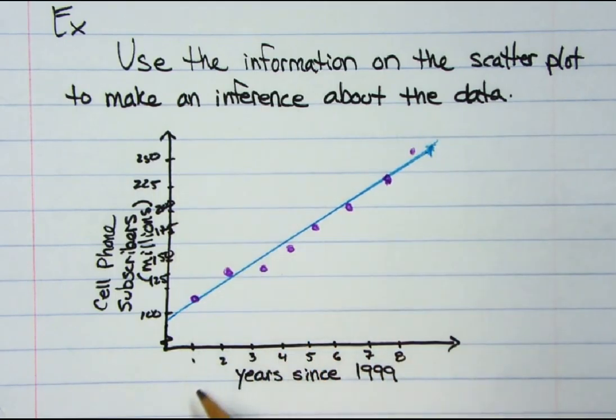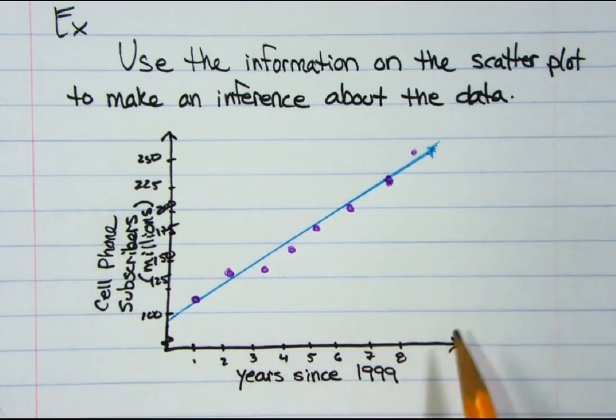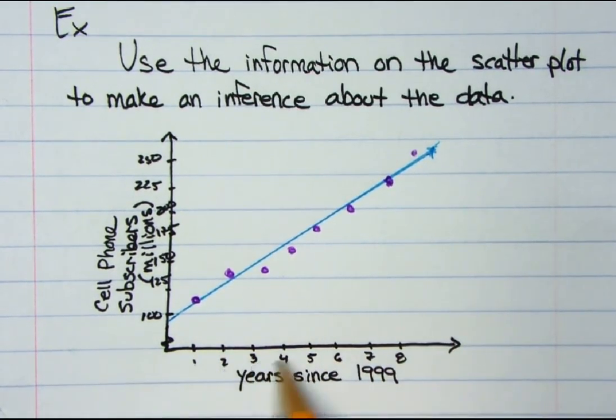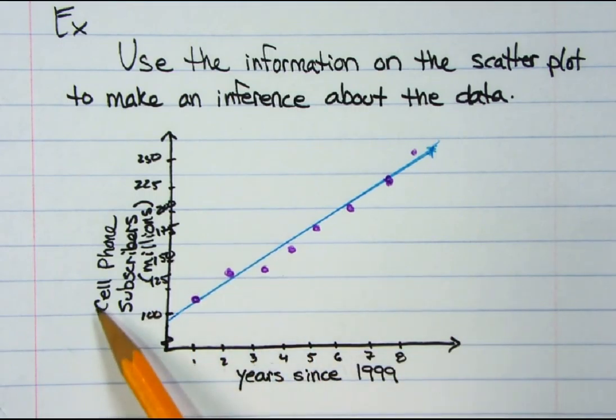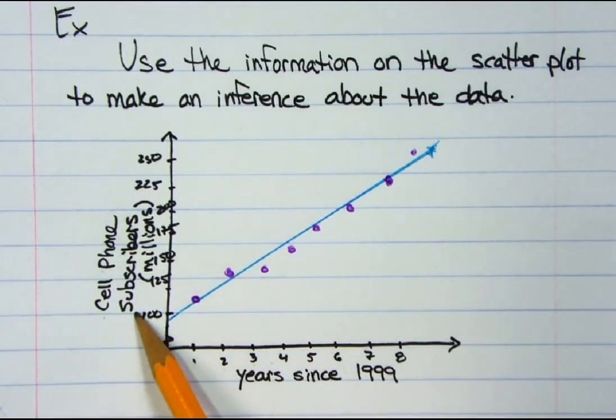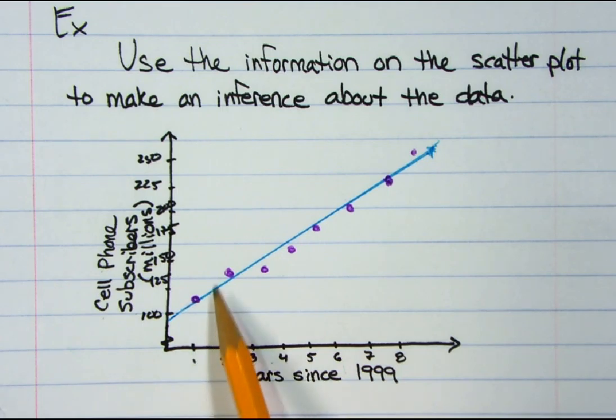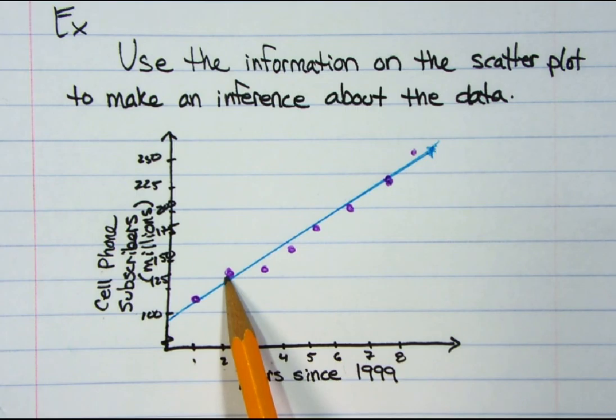All right, so you're going to take a moment to draw the scatter plot. These are years since 1999. So this would be 2000, 2001, and so on and so forth. And this is cell phone subscribers in millions. So 1999 is over here. We don't know yet, but in 2000 there was a little over 100 million.